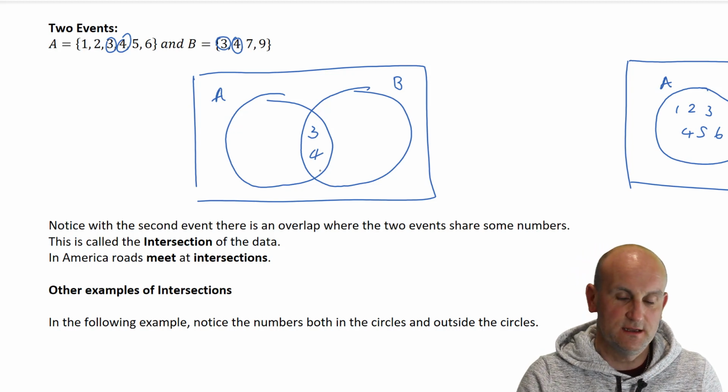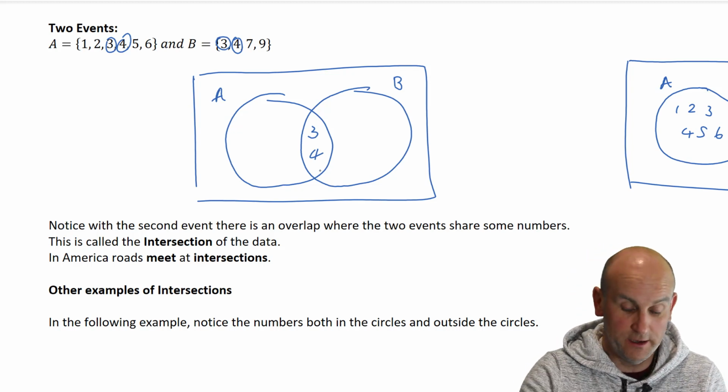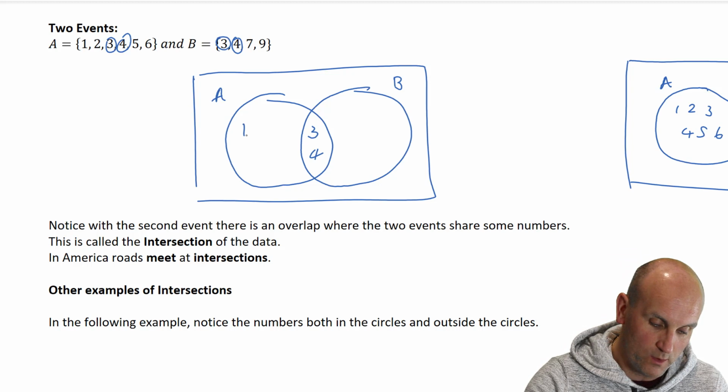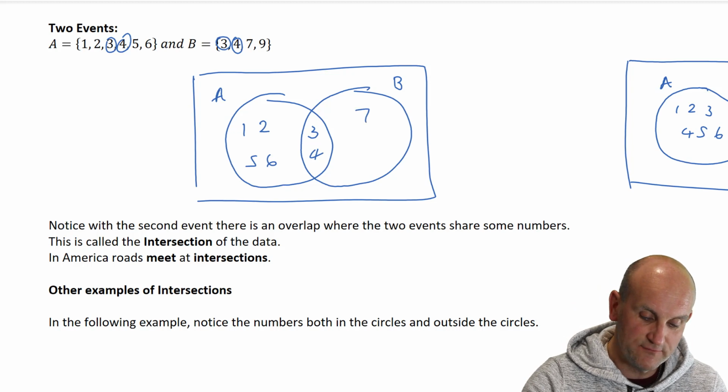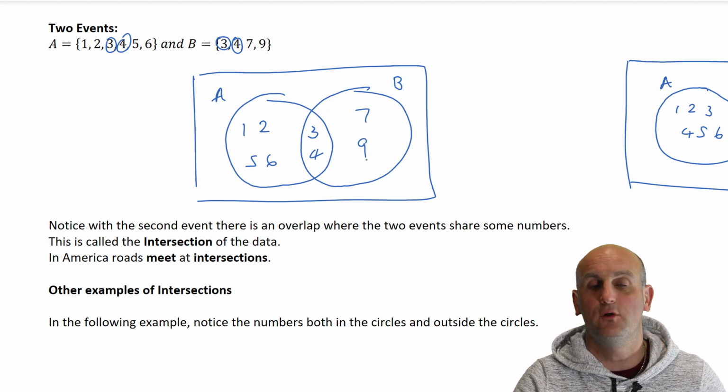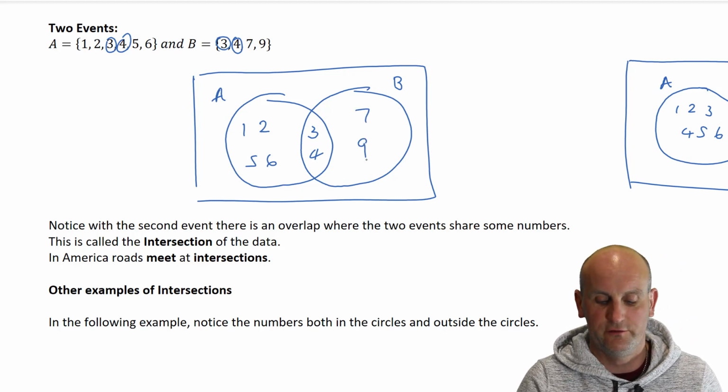The rest of the numbers that are in A but not in B, I'm going to write in the rest of my A circle. So I've got 1, 2, 5, and 6. And in B, the numbers that are left are 7 and 9. Does that now have all of my numbers contained within those two circles?